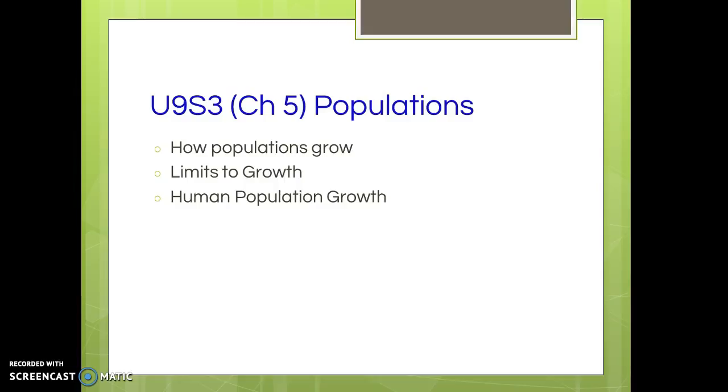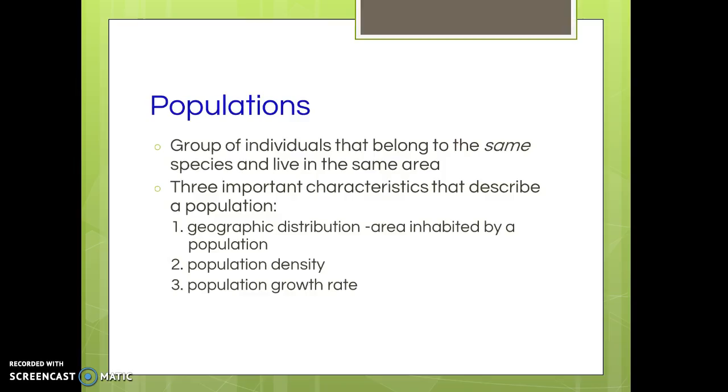So remember, a population as a level is interbreeding individuals of a species in a given area at a given time. A population is a group of individuals that belong to the same species and live in the same area. There are three important characteristics that describe a population, and they are their geographic distribution: what is the area inhabited by this population? What is their density, meaning how many individuals are there? And then the growth rate: how fast is this population growing?